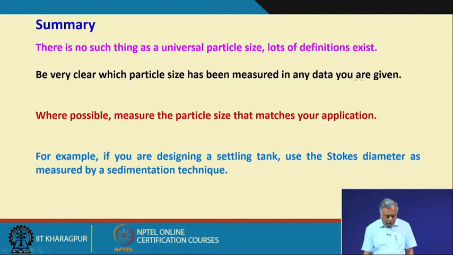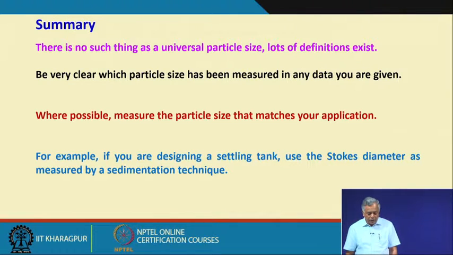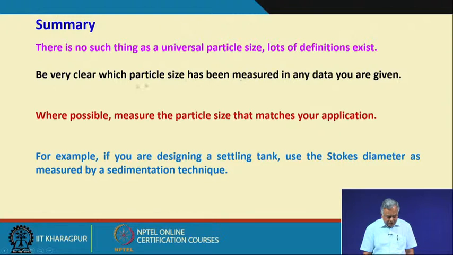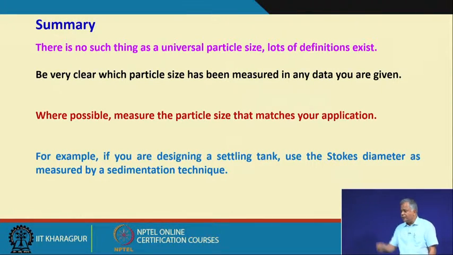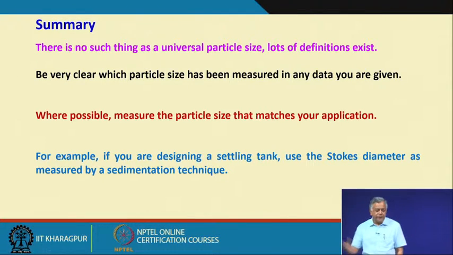Then, where possible, measure the particle size that matches your application. Suppose the particle size was measured based on sedimentation velocity, as in the example I have given, and my application is related to packing density. That is, I want to design a container, what we call a bin, where I want to store, say, 10,000 tons of these materials. As I said, the packing density will be dictated by the particle size and the particle shape.